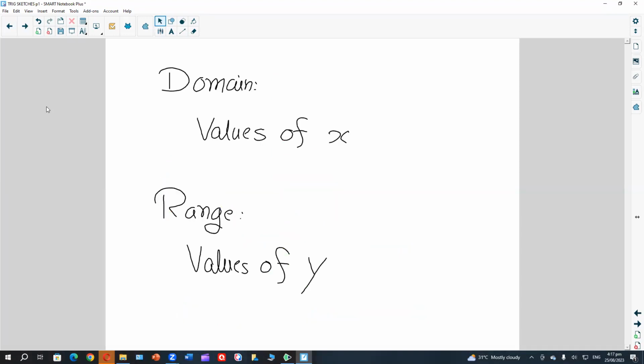Now, domain in this chapter means values of x, which is on the x-axis. Range in our A-level maths means values of y. You have to copy this explanatory point, what is the meaning of domain and range in our course. Domain is value of x and range is value of y.